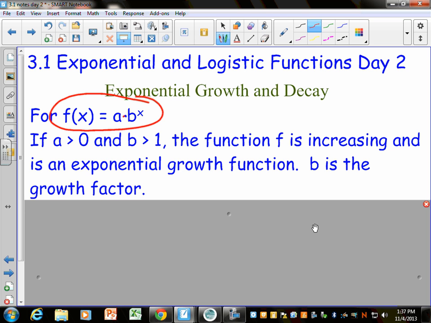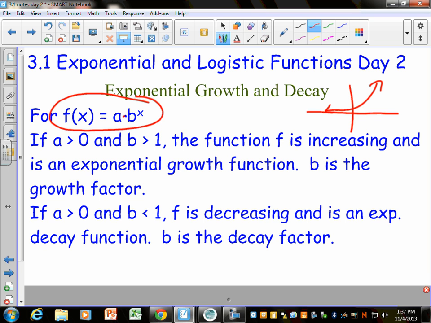And it says if your function has a greater than 0 and b greater than 1, then it will always be increasing. Think about exponential growth, it kind of looks like this, right? It's increasing as x gets bigger, y gets bigger. And they say if b is greater than 1, then it will be exponential growth, as opposed to if b is less than 1. Those are the big differences here.